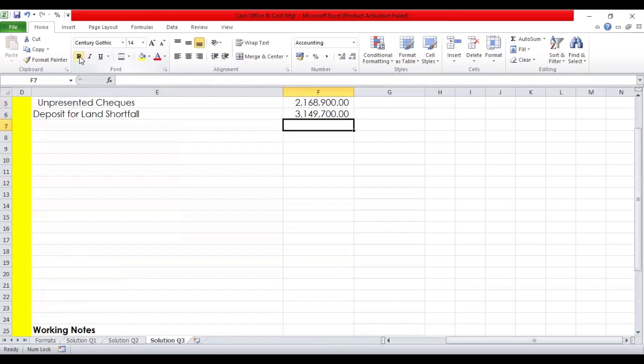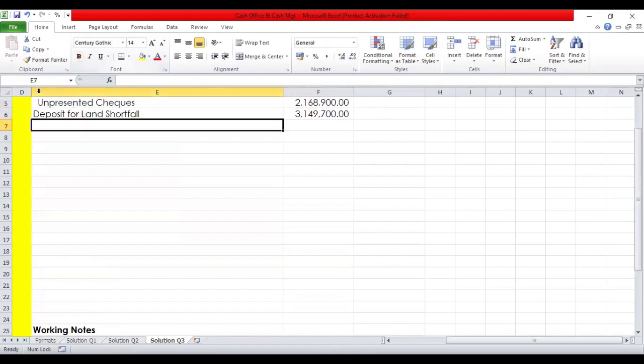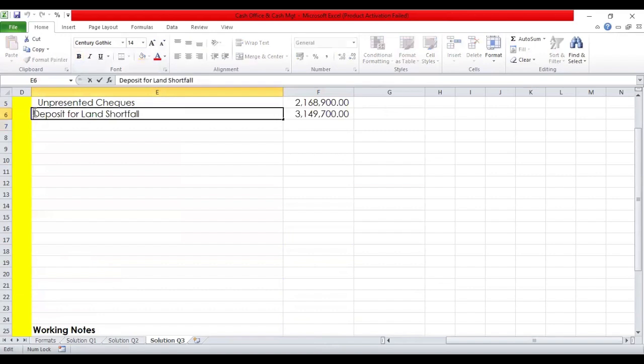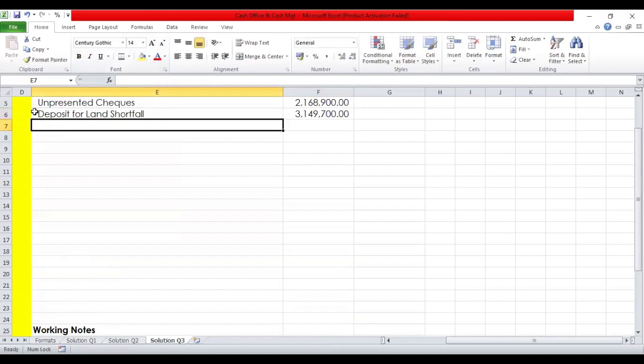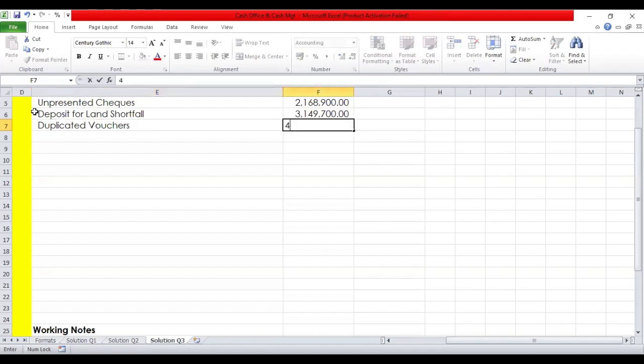Okay. The next one. Any other thing we also have here? I think included in the payment for the construction of estates are various duplicated vouchers amounting to 4,500,000. Duplicated vouchers. How much is that? 4 million, 500,000.